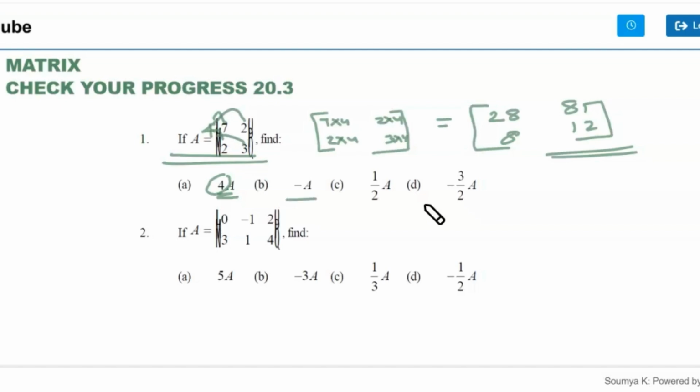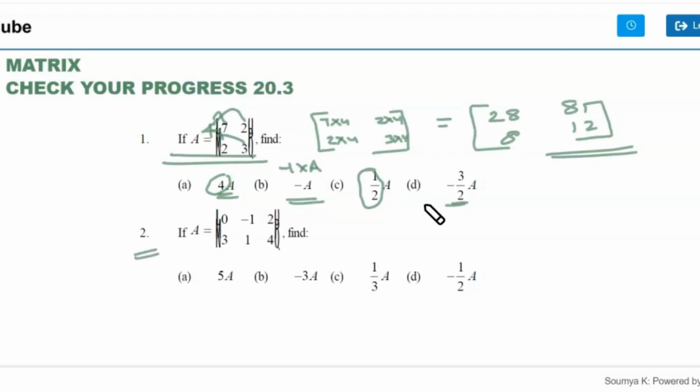Now our second question is minus A. What do you understand by minus A? Minus A means you have to multiply this given matrix by the value minus 1. Okay, minus 1 into matrix A. And when it is 1 by 2 of A, you have to multiply the term 1 divided by 2 or 1 by 2 fraction to each of the elements of your matrix. Similarly, minus 3 by 2, you have to multiply to each matrix. Hope this is clear to you, and you can solve this question easily.